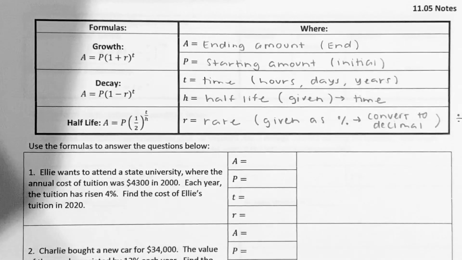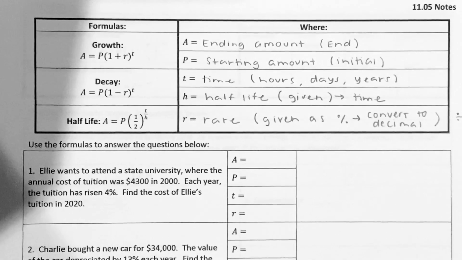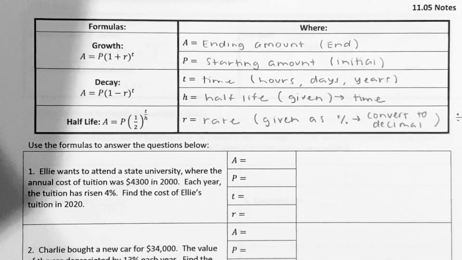So these are what each thing means. A is your ending amount, P is your starting amount, T is time, H is half-life, and R is your rate. And again, you have to use that as a decimal.